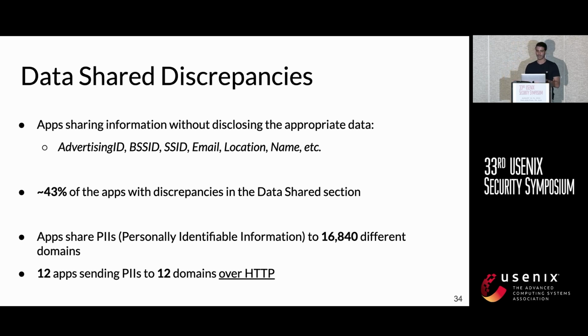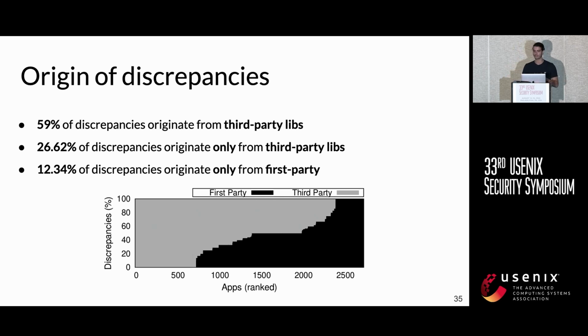For the data share part now, we found that 43% of applications share data to random domains without having disclosed it in the data safety section, data like advertising ID, SSID, email, location, and more. Also, we found that some applications send data to domains over HTTP, even though their data safety section mentions that they send data over a secure connection. Therefore, users may never find out that their data will be sent to random domains, and in some cases, in not a secure way over HTTP. So who is responsible for all these discrepancies?